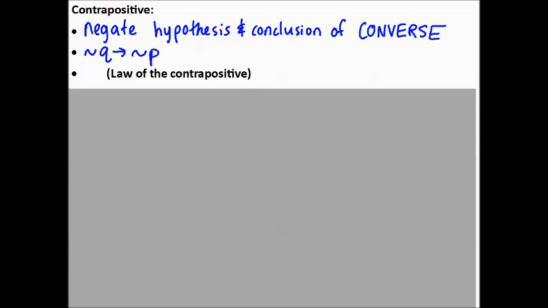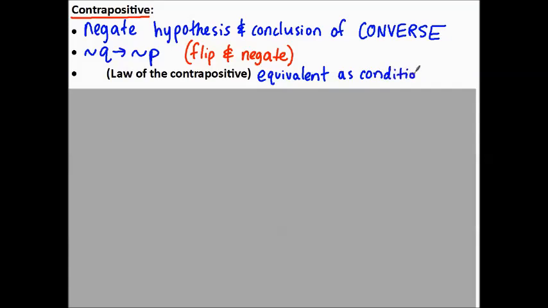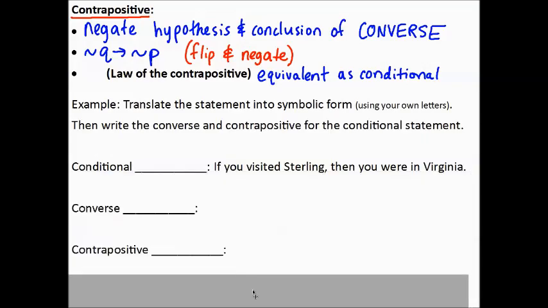So think to yourself for contrapositive, it's the longest word that we've seen so far today. Flip and negate. Do everything you can to it. Flip it and negate it. Now remember that the contrapositive is equivalent to the conditional. And that's the law of the contrapositive, that it's the same truth value as the conditional statement. If the conditional statement is true, the contrapositive is also true. Let's look at an example.